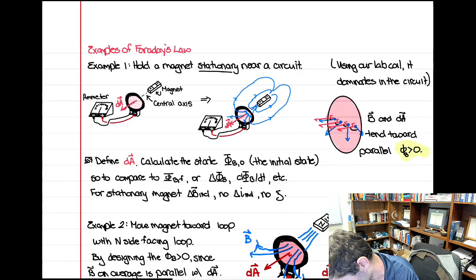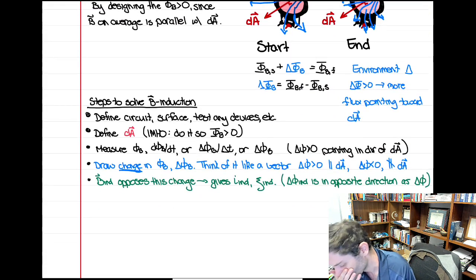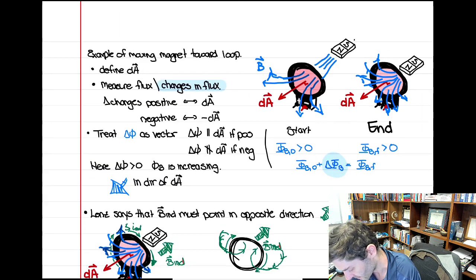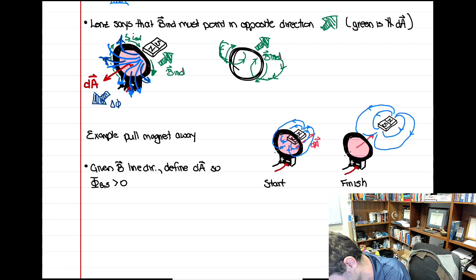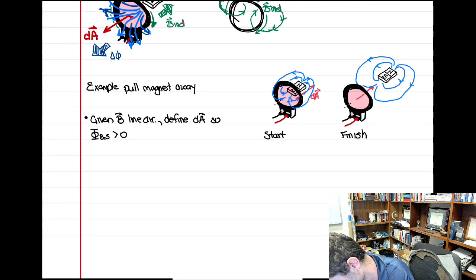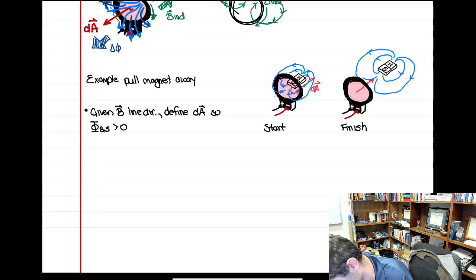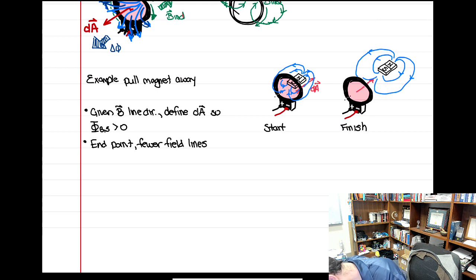So then I should have copied these directions to the other page. Right, we have dA, now we want to measure a change and then label that change in some meaningful way. So given B, the magnetic field, I'm going to define dA to be that way. So then at the end point, fewer field lines through the surface.